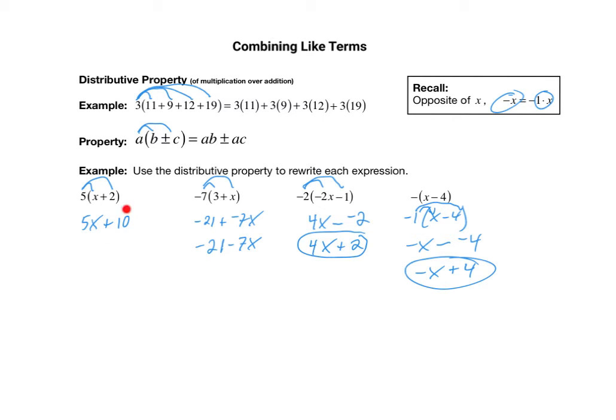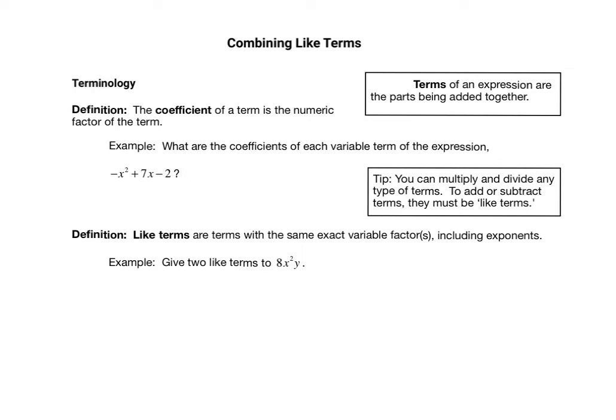So 5x plus 10 is the same thing as this. Negative 21 minus 7x is the same thing as this. 4x plus 2 is the same thing as this. And the opposite of x plus 4 is the same thing as this. We ultimately want to be able to use the commutative, associative, and distributive properties to clean up expressions in general. To do that, we need to first define a few things.